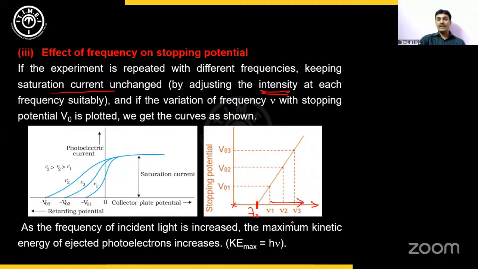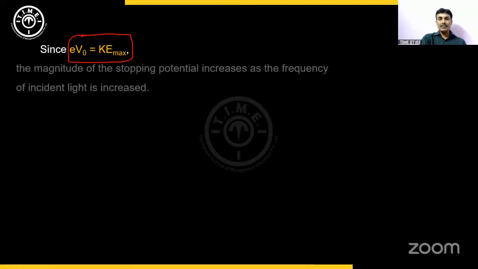As the frequency of incident light is increased, going this way, the maximum kinetic energy of the ejected photoelectrons is going to increase. And with an increase in kinetic energy, the stopping potential is also going to increase this way. Stopping potential increases with an increase in frequency. Now, from the work energy theorem, if the stopping potential is V naught, then the work done is eV naught, which is equal to the change in kinetic energy. eV naught is equal to the maximum kinetic energy.